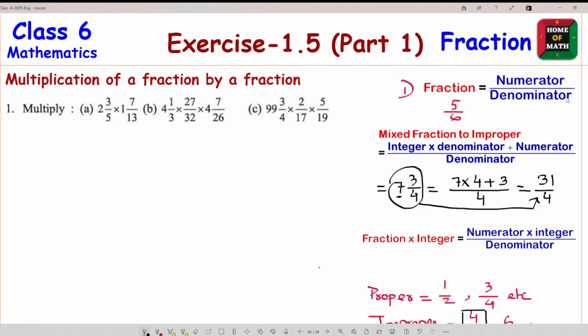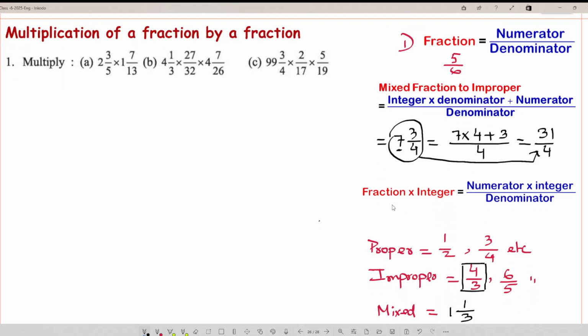And finally, we have to know about multiplying a fraction and an integer. Suppose 7 times 1 by 2, it means the numerator which is 1 times the integer which is 7, and the denominator is a common thing which is 2. So this one we can write as 1 times 7 is 7, divided by 2.